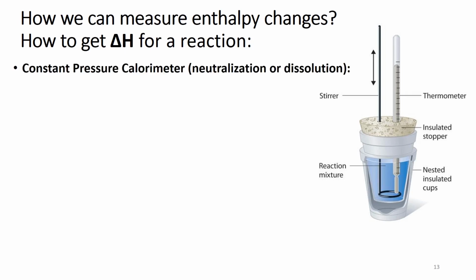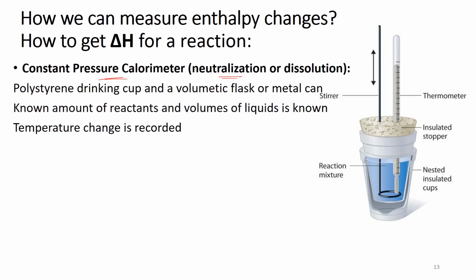The first type is the constant pressure calorimeter. We usually use this type of calorimeter to measure the enthalpy change of neutralization or dissolution reactions. This is the simple type of calorimeter. You can make it out of a polystyrene drinking cup with a volumetric flask or metal can inside. You also need a thermometer and a stirring rod of glass or metal in order to stir your reaction. You have to remember that you need an insulating stopper for this system to be a closed system.